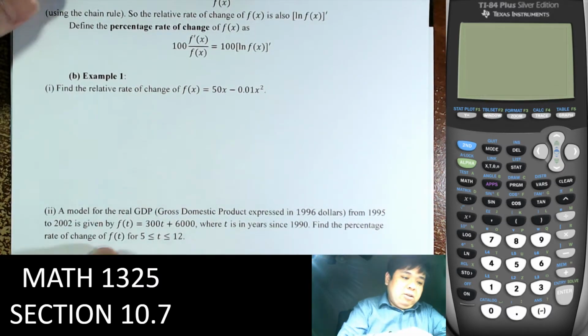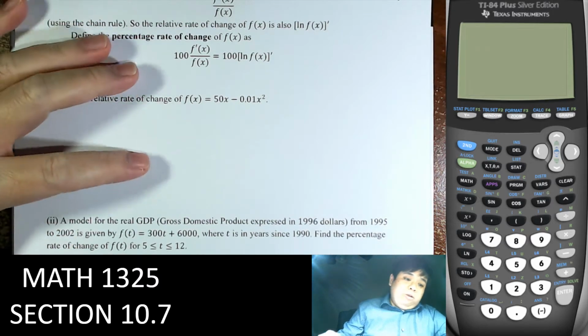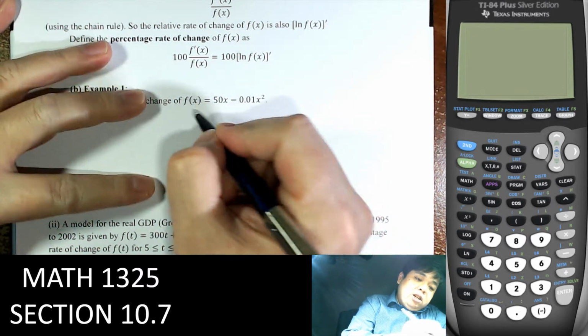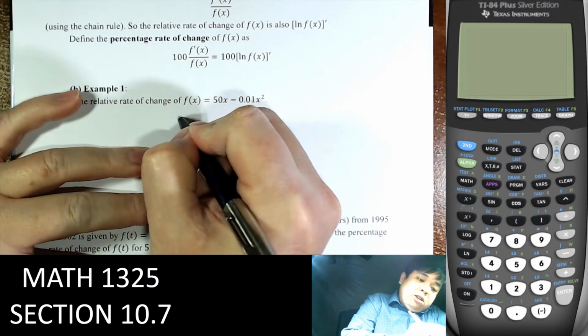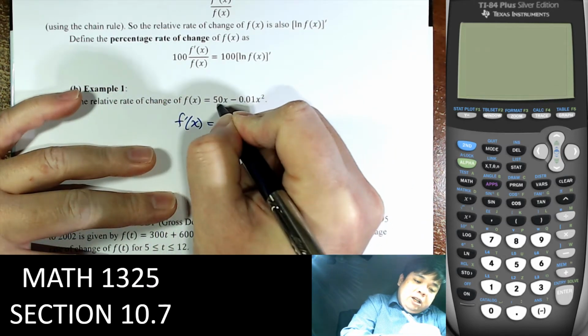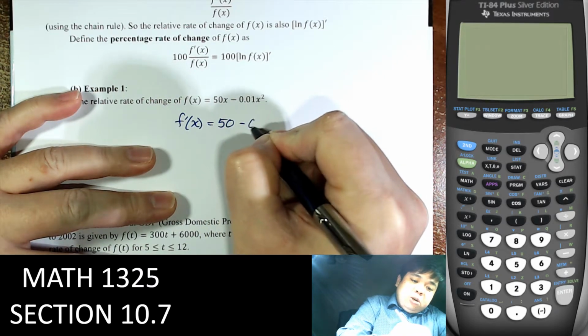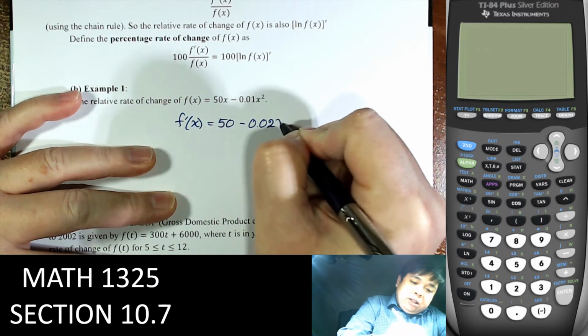And the percent rate of change is we multiply by 100, and the answer will then be in percentage. Right. So let's look at the relative rate. Let's find the relative rate of change of this function. So very straightforward. First, we just take the derivative of the function. If this is the function, the derivative is 50 minus 2 times 0.01, that is 0.02 x.